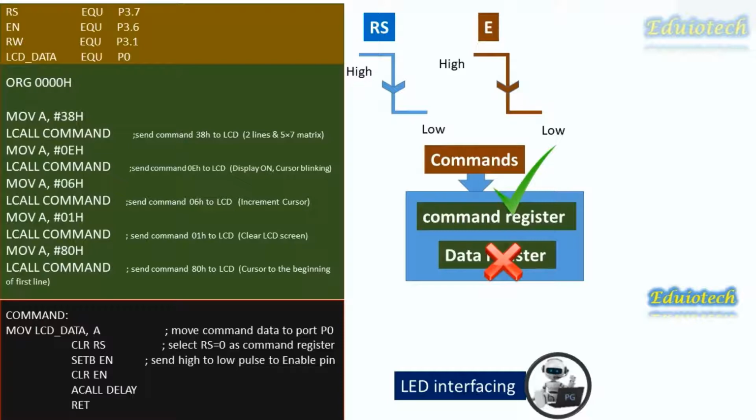Here we have not included the part of code for delay subroutine. For more details about the delay using timer, click on the link given in the description box. Now return to where command was called. Now program counter will point here.